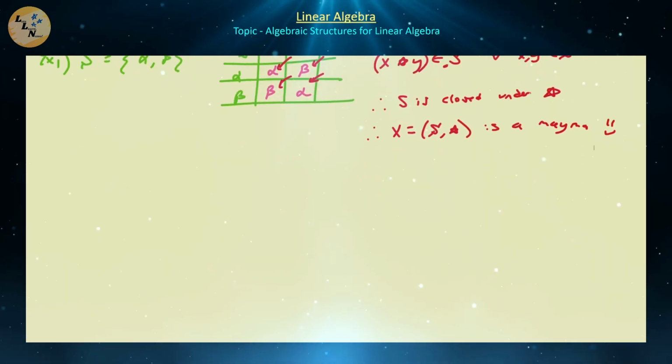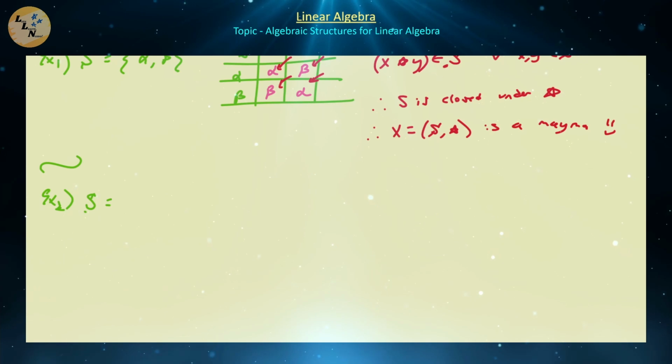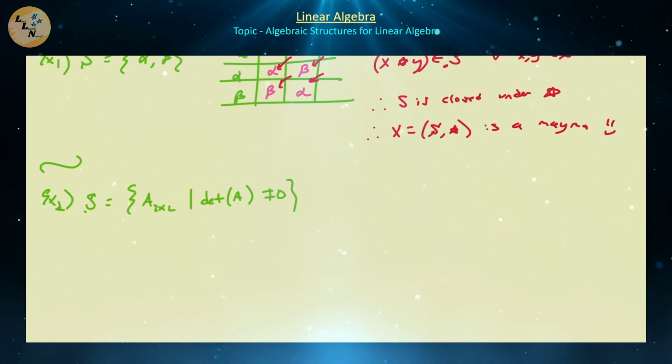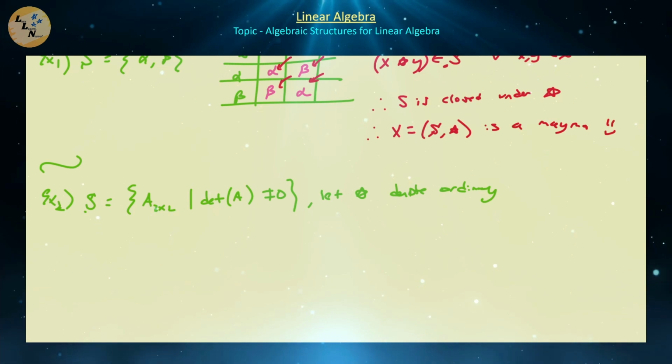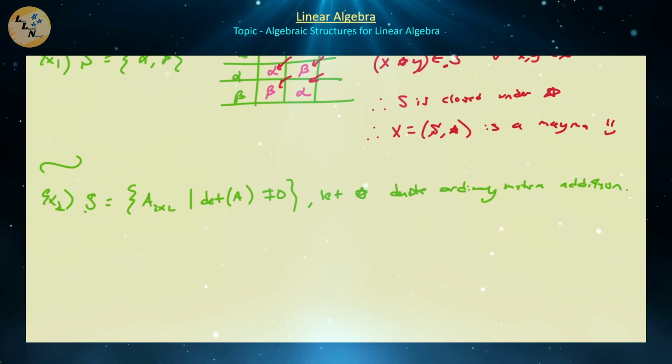Now let's turn to our linear algebra examples and let's see if we can define a magma with some special matrices. Let's define S to be equal to the set of 2 by 2 matrices A such that the determinant of A is not equal to 0. That is going to be our set S, and let star denote ordinary matrix addition, our ordinary 2 by 2 plus 2 by 2 addition. Okay, so is this a magma? This is the set of all invertible 2 by 2 matrices.